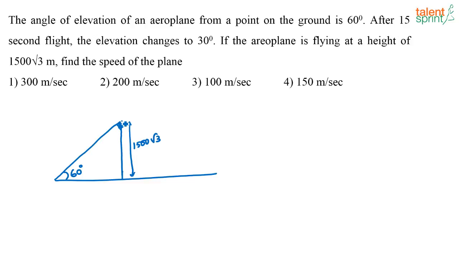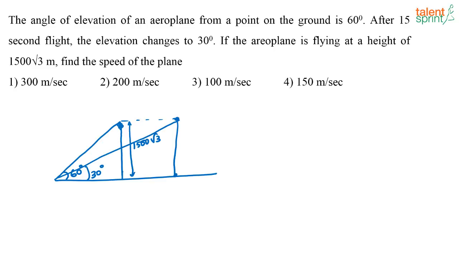Now what is happening? After some time the aeroplane has moved and reached this point. After 15 seconds when I look at the plane again, the plane has reached here, and now the angle of elevation of the plane has become 30 degrees from this point. Now what are they saying? You have to find out the speed of the plane. It's actually a very easy question.